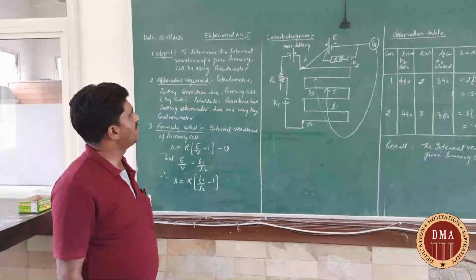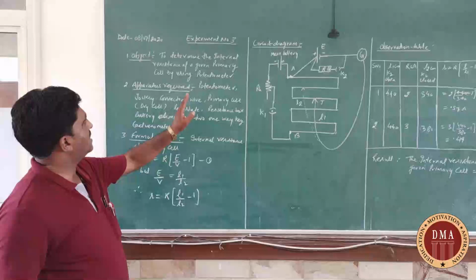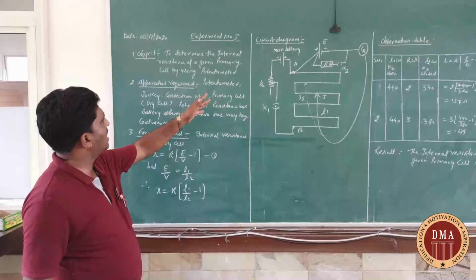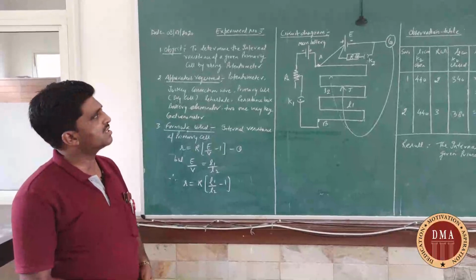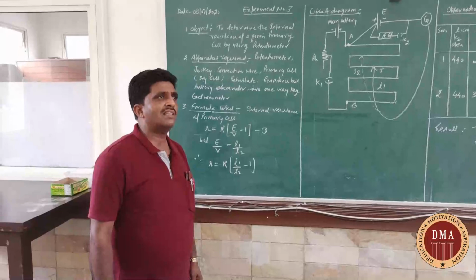Today we will discuss, perform and demonstrate the third experiment, and this is the most important topic in your theory also: to determine the internal resistance of a given primary cell, say a dry cell or Leclanche cell, by using the potentiometer. We know very well about the potentiometer. Potentiometer is an instrument we have already read in theory. It is used to determine the internal resistance of a primary cell, to determine the EMF of a primary cell, and to compare the EMF of two primary cells.